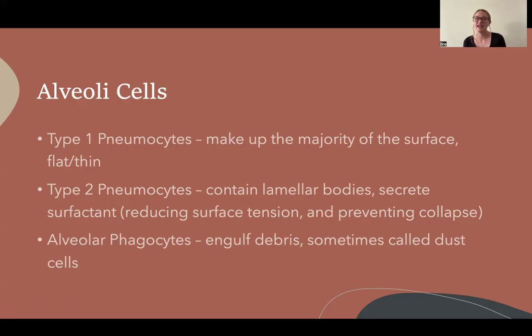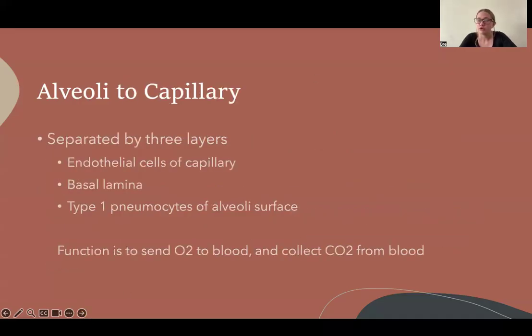This is really important in preemies, like babies born too early, because if they're born too early, their type 2 pneumocytes are not developed and are not secreting surfactant. So that's why sometimes babies are sent to the NICU, because they need help breathing, because they don't have this surfactant and they don't want the alveoli to collapse. But usually we're pretty good with type 2 pneumocytes, with medical advancements and everything. We're able to help them even earlier now. Alveolar phagocytes engulf debris, sometimes called dust cells. They're like macrophages.